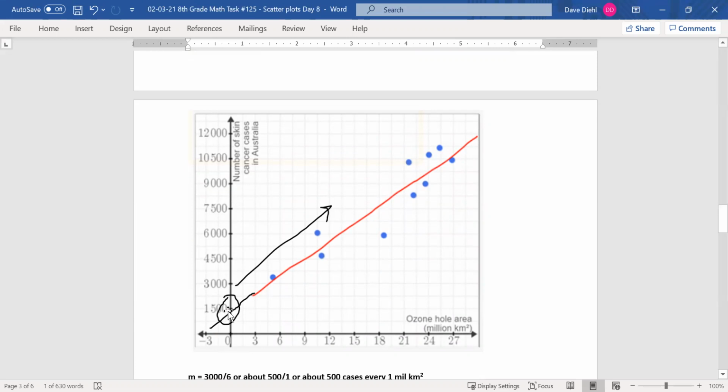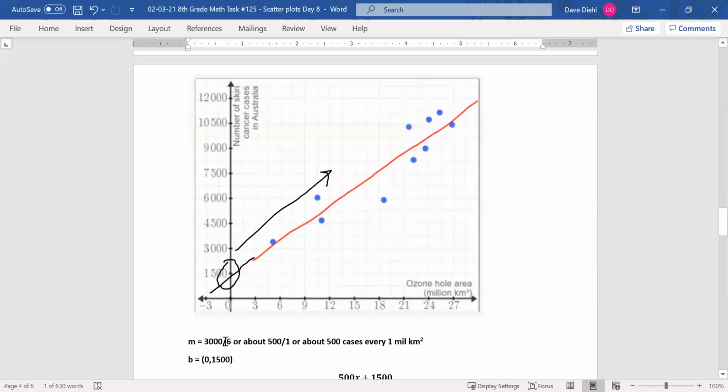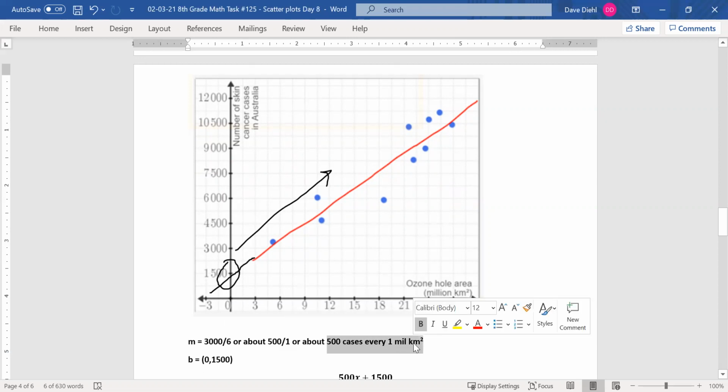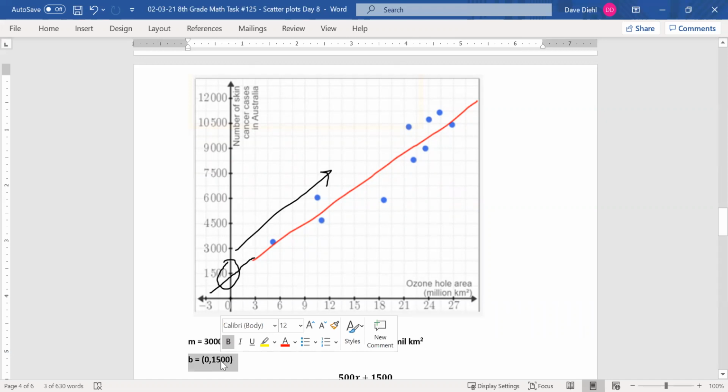So it's not like the only thing that's going to cause skin cancer is the ozone hole. So it looks like they started at 1,500, and then they knew it went up about 3,000 every 6 million square kilometers, and they simply reduced that fraction. They said, well, 3,000 divided by 6 is about 500 over 1. Or in other words, about 500 cases for every 1 million square kilometers of increase. So every time it increases 1 million square kilometers, we can expect another 500 cases of skin cancer. But we know that we're always going to have that extra 1,500 because that's just going to be what happens naturally from other causes.